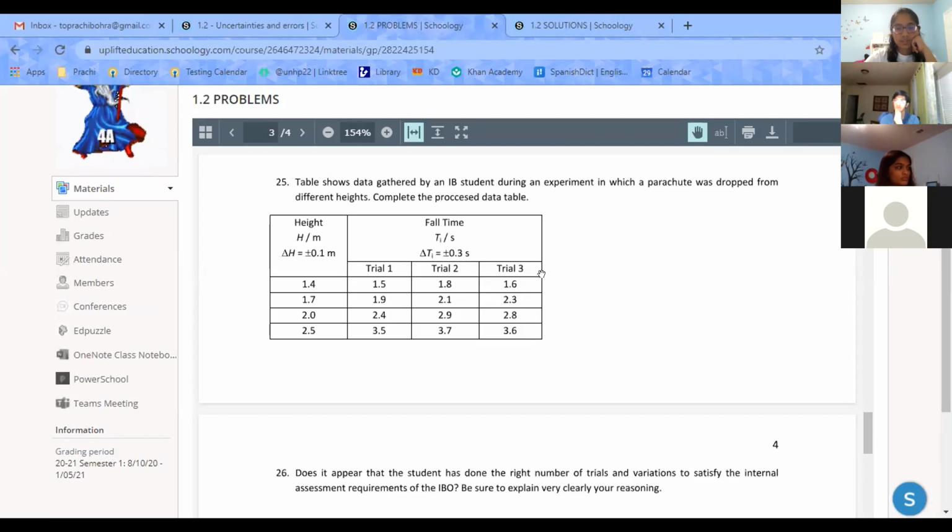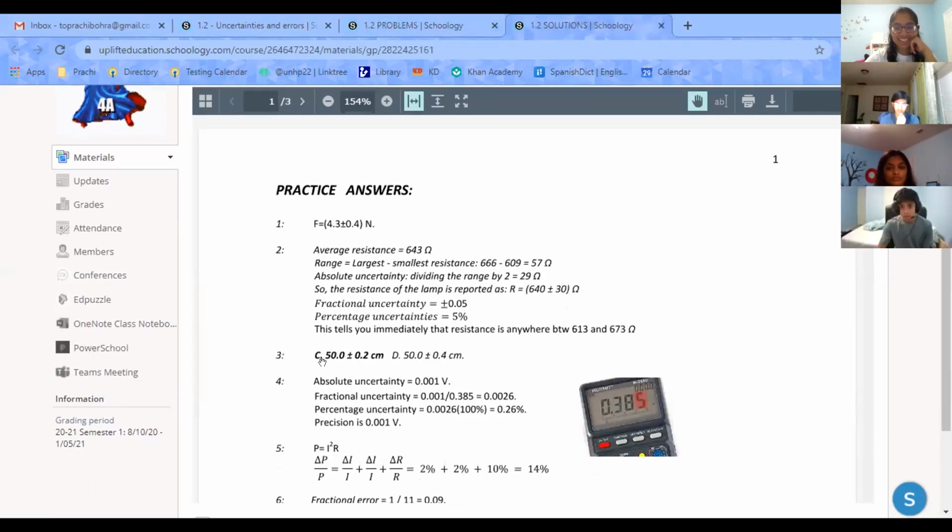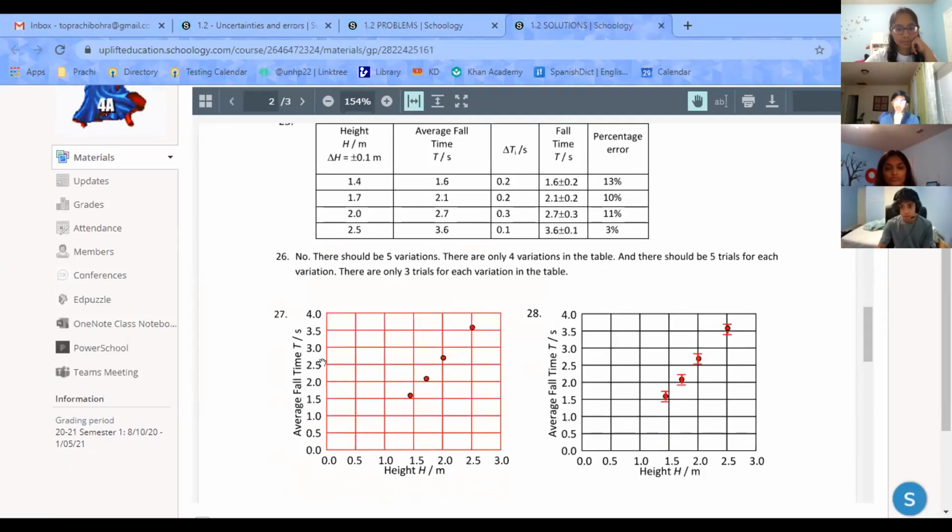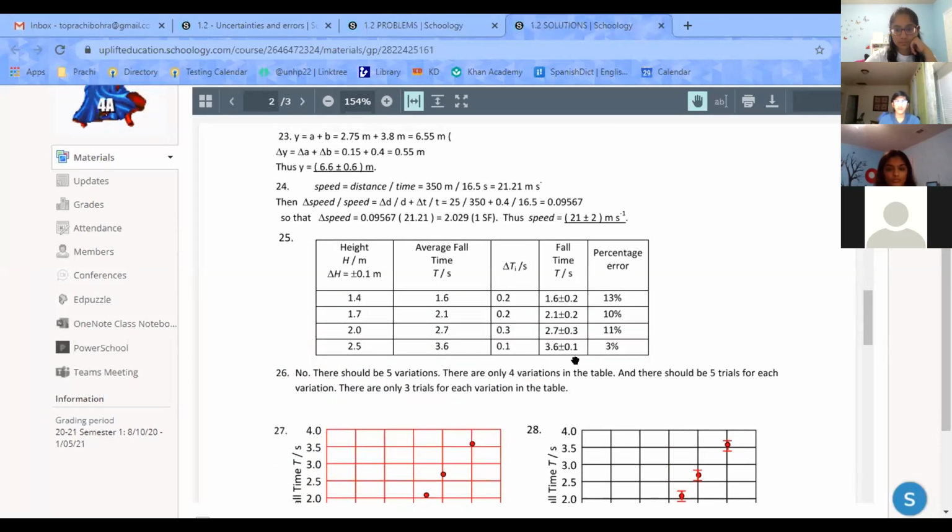I mean, from what you said before, it seems to me like we should add them, but then that doesn't match the answer key. So yeah, I don't know. Same with the other ones. Like if you do the other ones, right there it's just 1.6 plus minus 0.2, right? That's why I got a little confused.